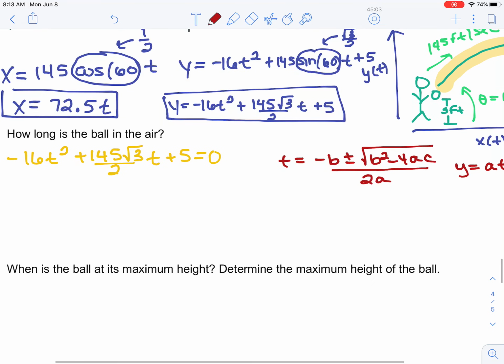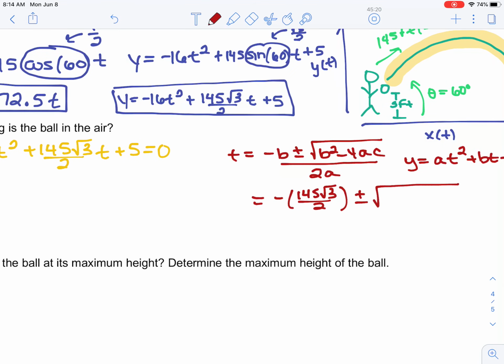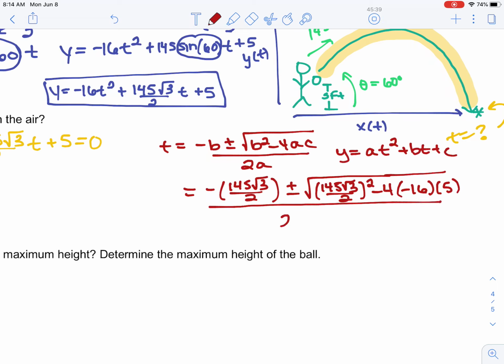So to figure out when our ball hits the ground, we're going to need to take negative 145 root 3 over 2, plus or minus the square root of b squared, so 145 root 3 over 2 squared, minus 4 times a, which in this case was negative 16, times c, which is 5. And then we need to divide all of that by 2 times a, which was negative 16.